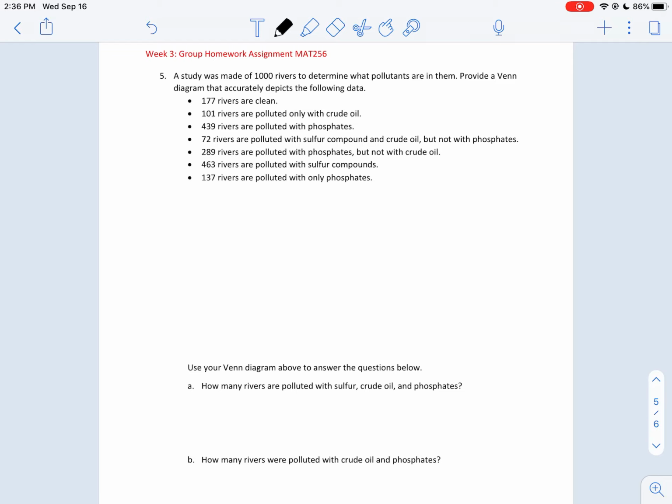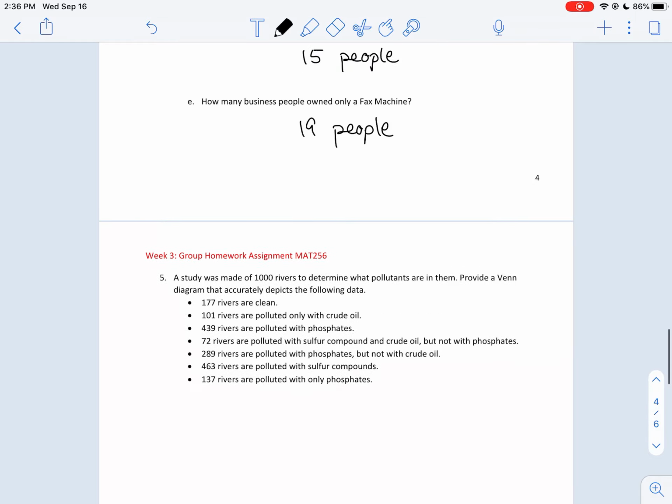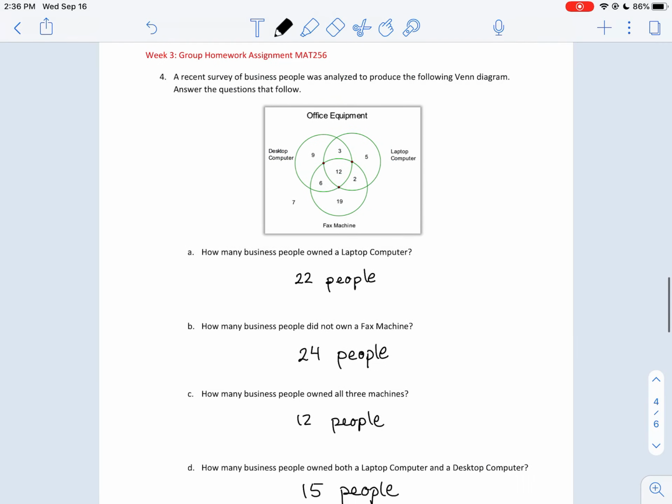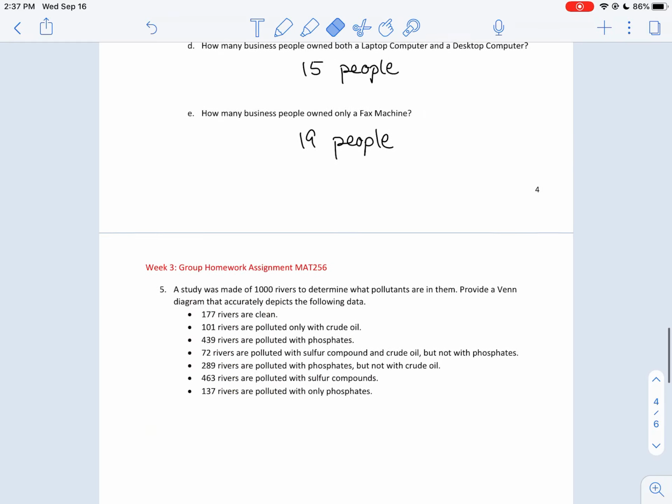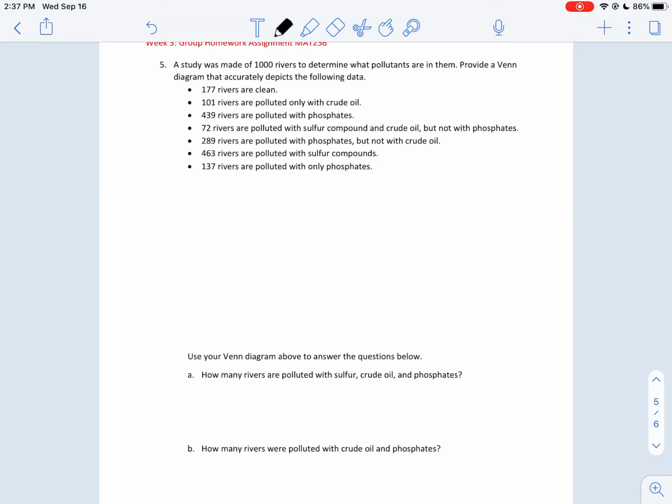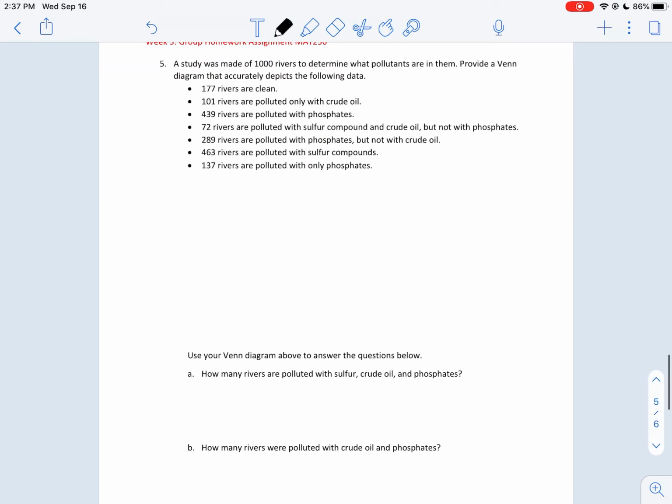And it looks like, are any polluted with all 3? That's something to consider. Let's just begin with our basic Venn diagram. That's the triple intersection of circles. And if it turns out that one of these is empty, we put a 0 in that portion. But let's just assume that we have 3 intersecting circles.